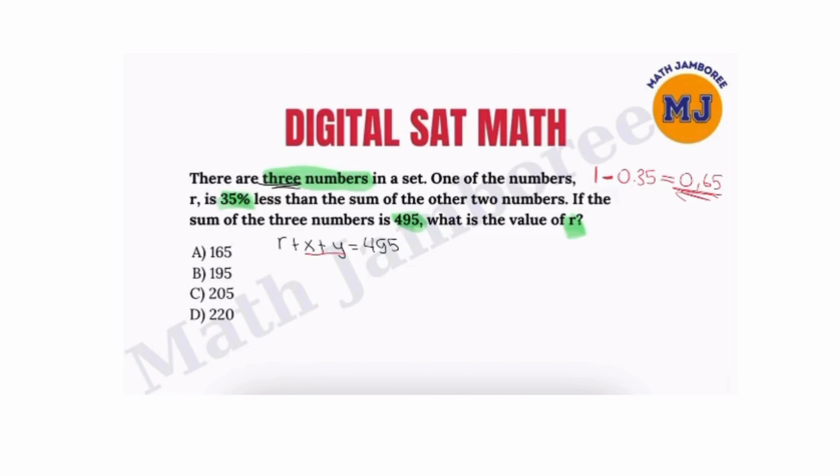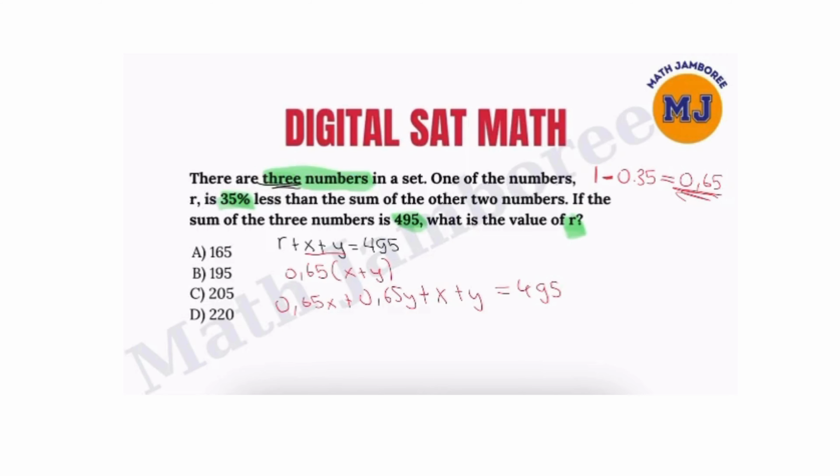Now this is important information we need to find X plus Y. Right now we have 0.65, open a parenthesis, X plus Y, close the parenthesis, and then distribute that: 0.65X plus 0.65Y. And then plus X plus Y equals 495.